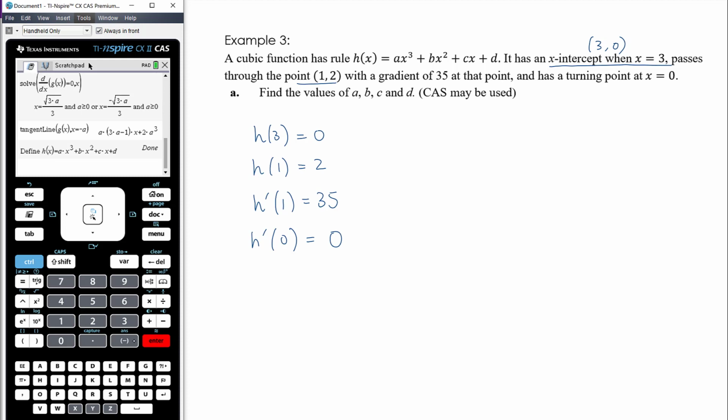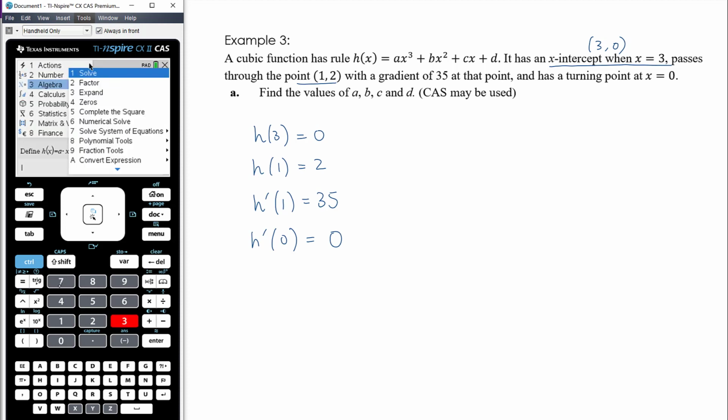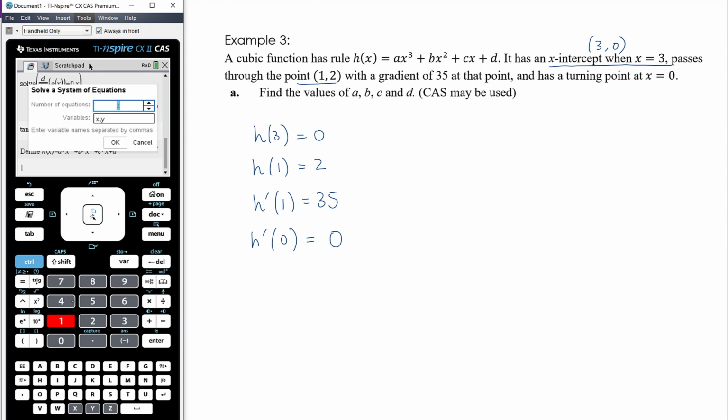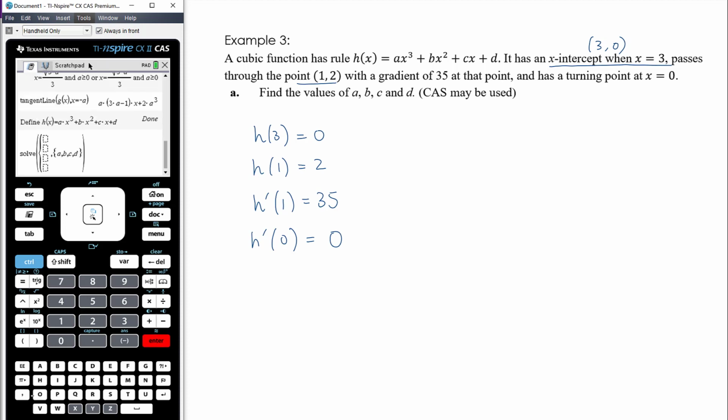Now, I'm going to do it the way I showed you before. So menu 371 for simultaneous equations. We're going to have 4 equations, and the unknowns are going to be a, b, c, and d. And so my first 2 equations are very easy to enter into the CAS. Literally, h of 3 equals 0, h of 1 equals 2.